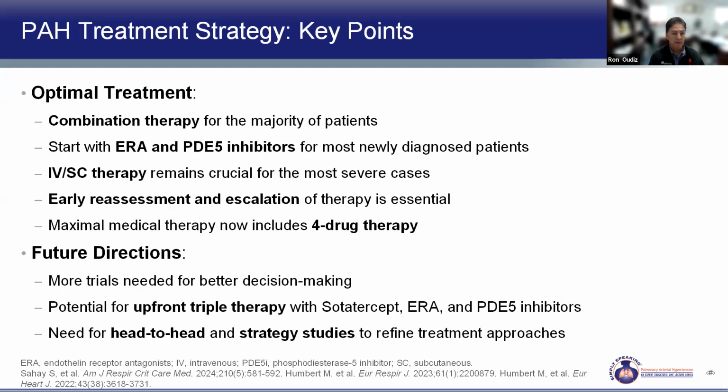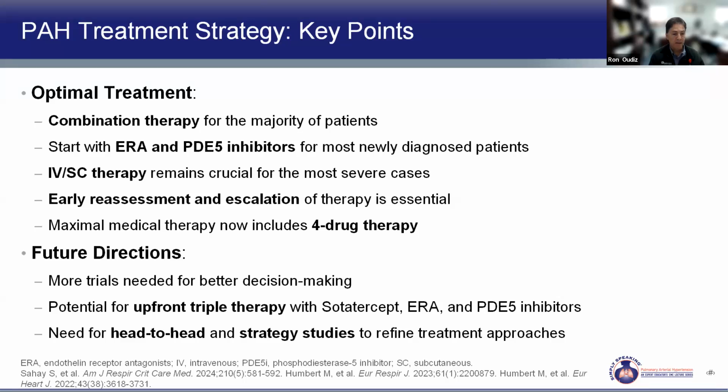Parenteral therapy remains crucial for the most severe cases. Early reassessment and escalation of therapy, or addition of therapy, augmentation of prostacyclin dose, etc. Maximal therapy now: 4 targets need to be hit for those sick patients. We do need more trials still for better decision-making, for knowing when and where to sequence these new drugs.